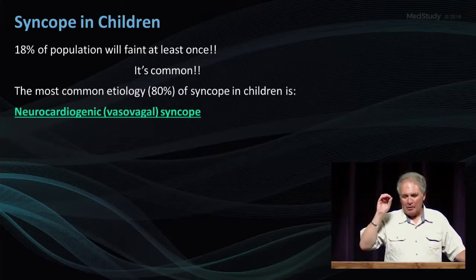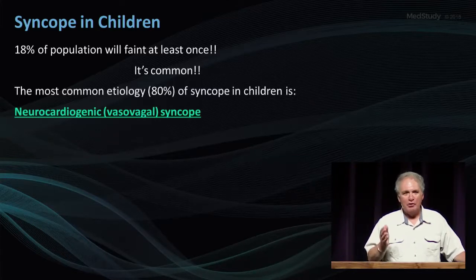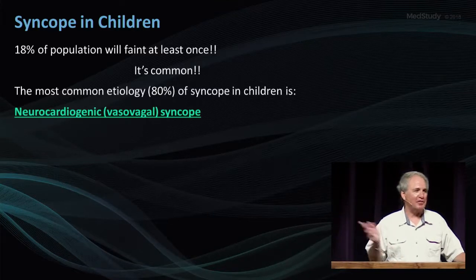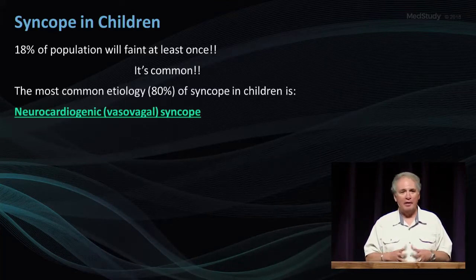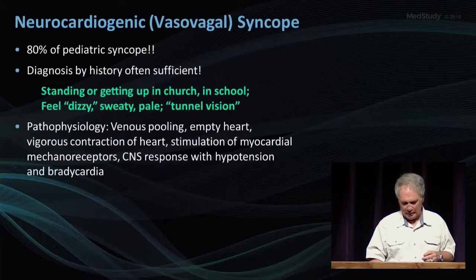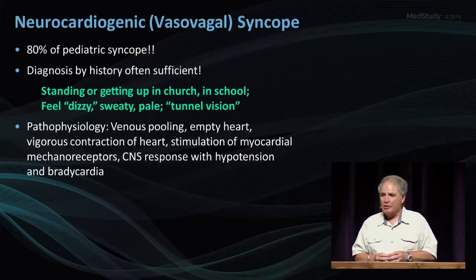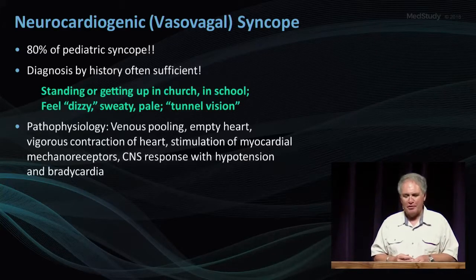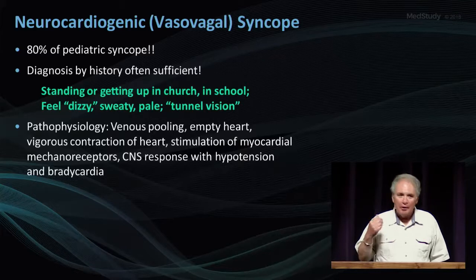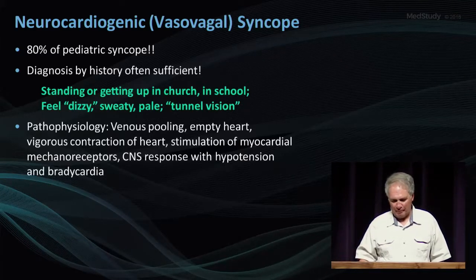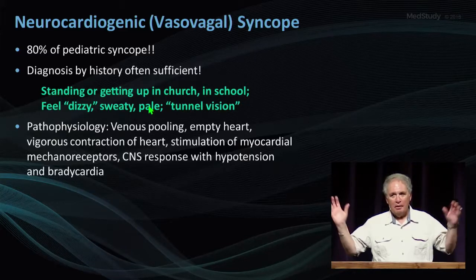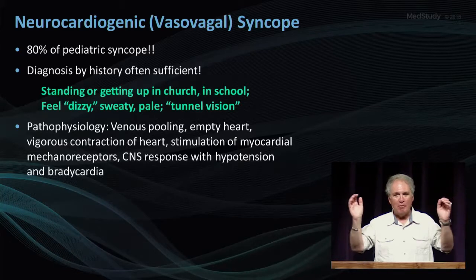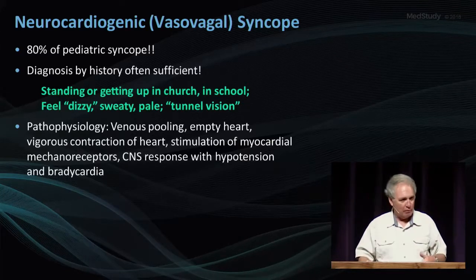The most common etiology of syncope in children, it says 80% here, I'm going to say 90%, is neurocardiogenic vasovagal syncope. Simple vasovagal syncope. Diagnosis by history is often all you need. The typical history is one of standing up or getting up in church or in school. I don't know what the deal is with church, but that's where it happens a lot. Feeling dizzy, sweaty, pale. You ask the patient, did your vision start to go away? They say yes, tunnel vision, and they go down.